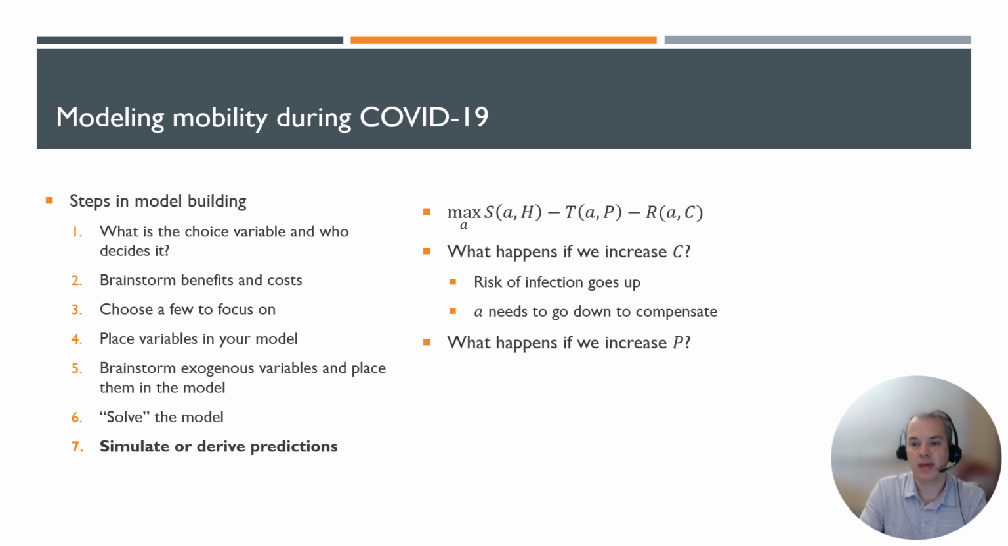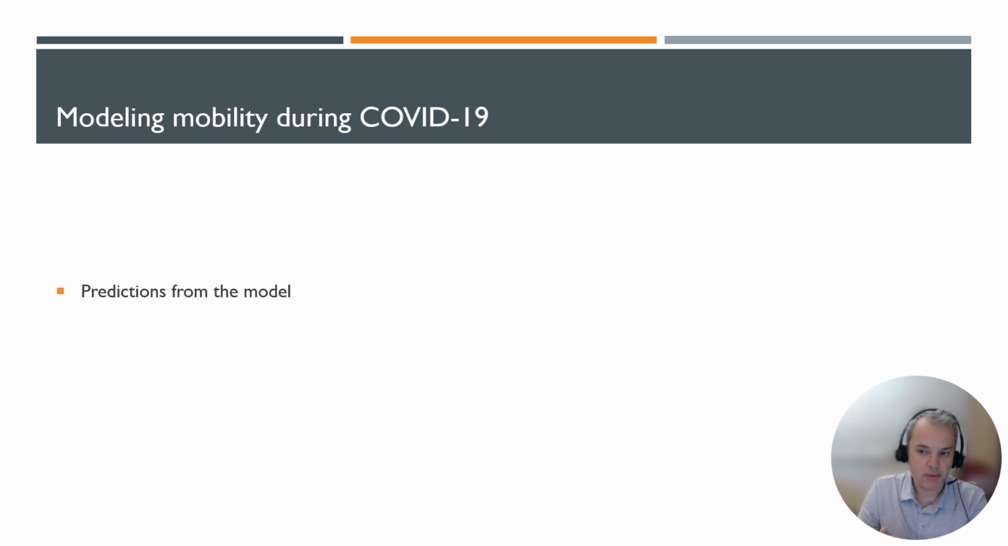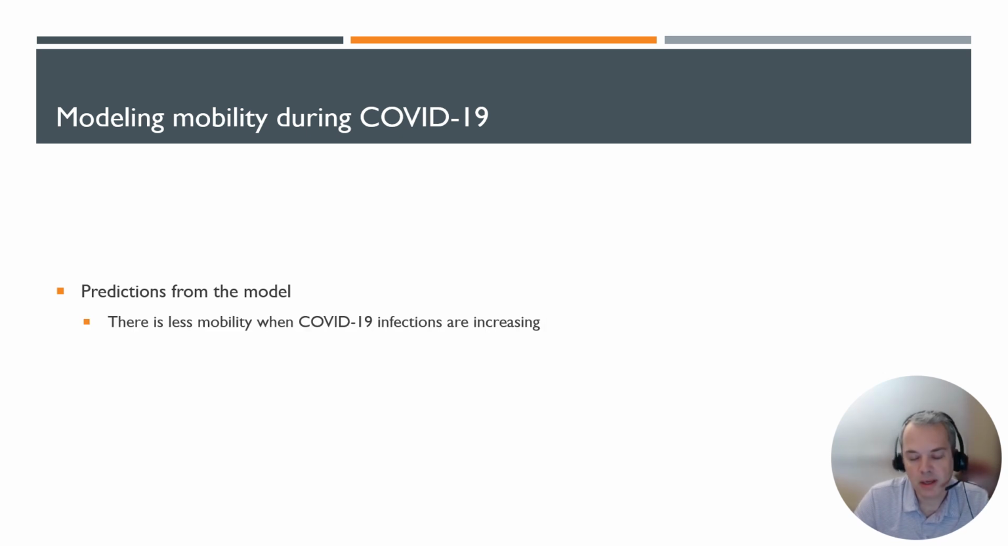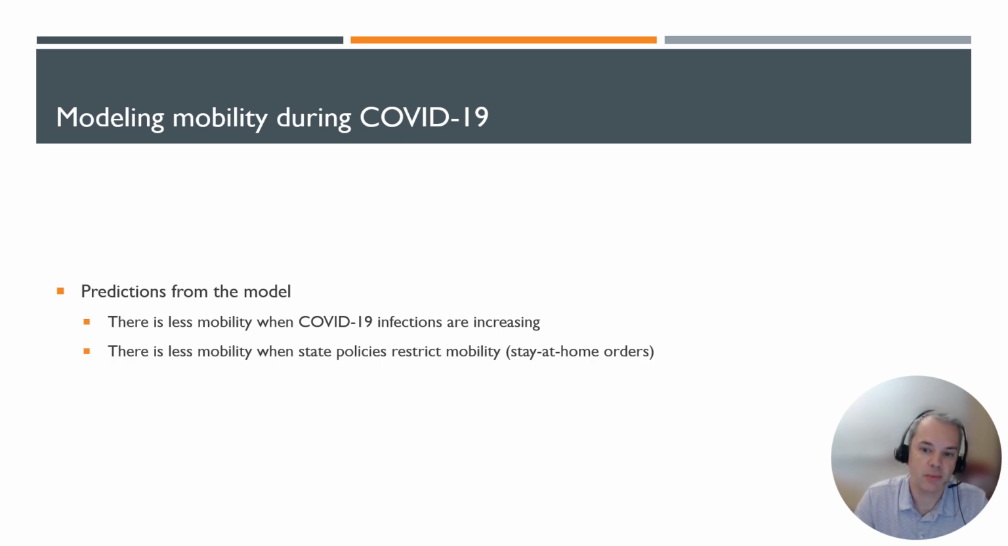What about if we increase P? If we make the travel cost higher by increasing P, that's going to increase the overall cost of travel. And again, we need to reduce A to compensate. So the key predictions from the model are that there's going to be less mobility when COVID-19 infections are high or increasing, and there's going to be less mobility when state policies restrict mobility, so thinking here about stay-at-home orders and things like that. And you will be doing this over the next 2 weeks in PackBack, and I wish you lots of luck.